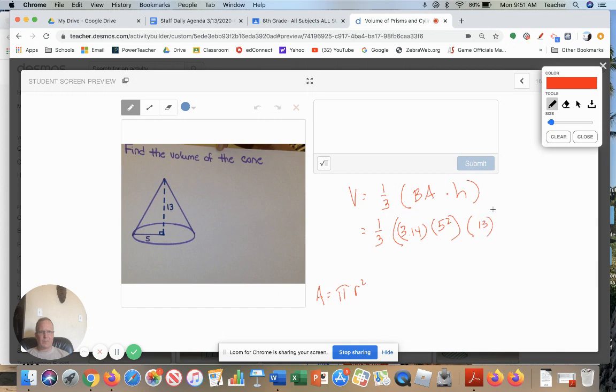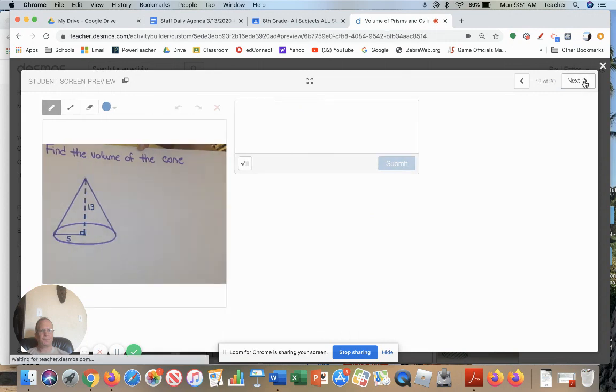Okay, so you're going to multiply all these. 3.14 times, let me just make this 25. Okay, because 5 squared is 25. So 3.14 times 25 times 13. And then you're going to take that number, divide it by 3, because that's the same as multiplying by 1/3, and then put your answer right there.